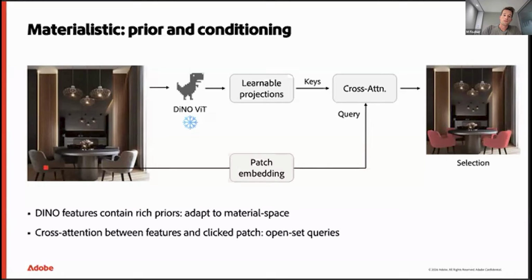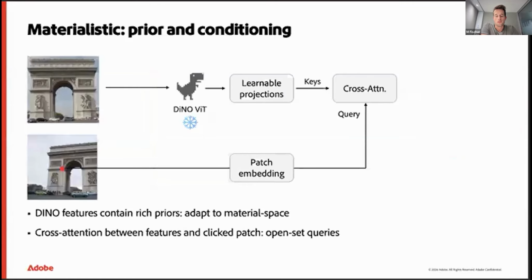And the cool thing about this cross-attention between features and the clicked patch is that it allows you to have arbitrary queries. You can click anywhere in the image. So you have this open set, open vocabulary selection that we wanted in the beginning. This is cool because you can actually do something crazy. Nobody says that the key and the image features have to come from the same image, right? So we can just use, for example, the top image to get the feature embeddings and the bottom image to get the patch embedding.